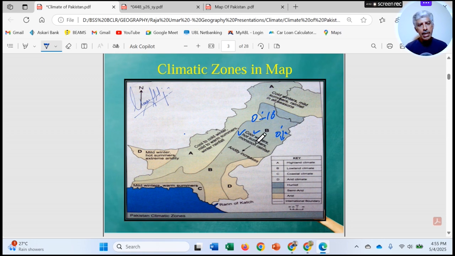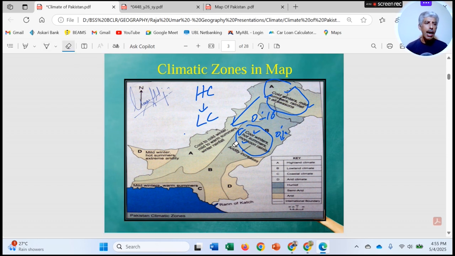So it means that we can say that these areas are quite less cold in comparison with A, right? You may be asked to compare the climatic conditions of highland climate with the lowland climate. So you should be knowing that cool winters, over here we have very cold winters. Here we have very hot summers. Here we have pleasant summers. Here we have rainfall in all seasons. Here we have rainfall only during summers, that is monsoon rainfall.